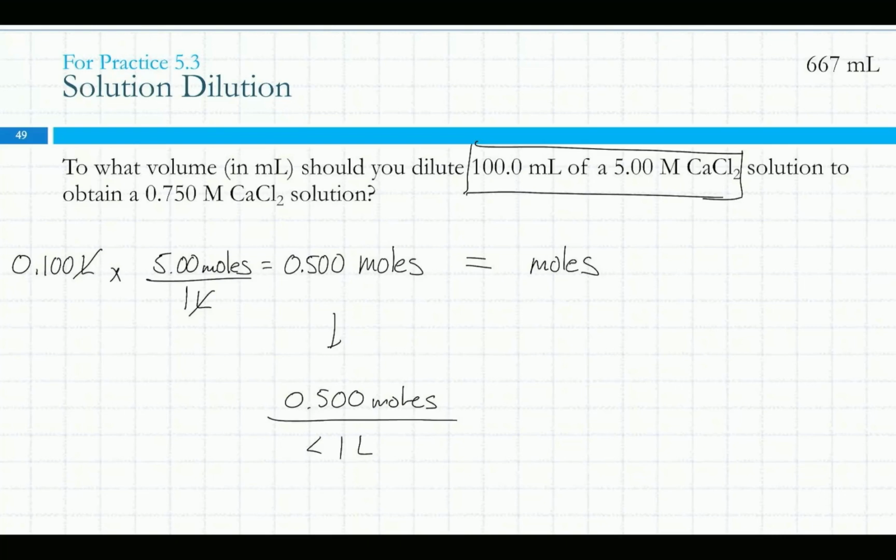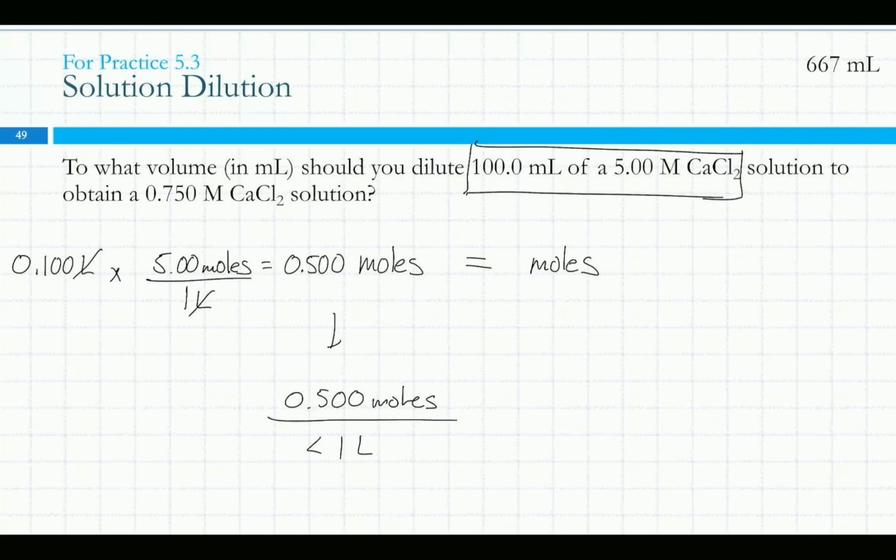I promise you the calculation for this is much easier than I'm making it right now, but I want you to think through it more conceptually than plugging things into the equation. Because the equation has a place, and it is only for dilutions. So we need less than 1 liter. How much less than 1 liter?